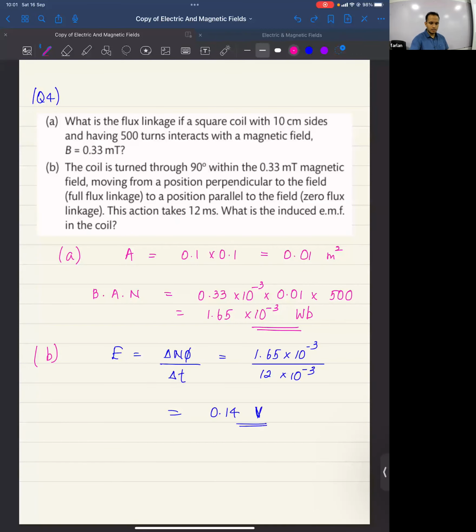So the next part, the EMF induced will be change in flux linkage over the time taken. So guys, the change in flux linkage will be 1.65 into 10 to the power minus 3, over the time taken, which is 12 milliseconds, 12 into 10 to the power minus 3. It's about 0.14 volts. But do we have proof that the flux distribution is symmetrical? Now you have to take it as uniform.